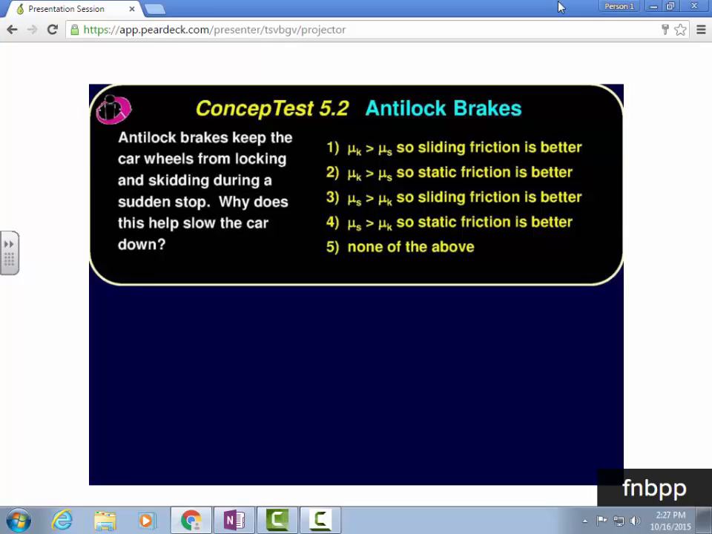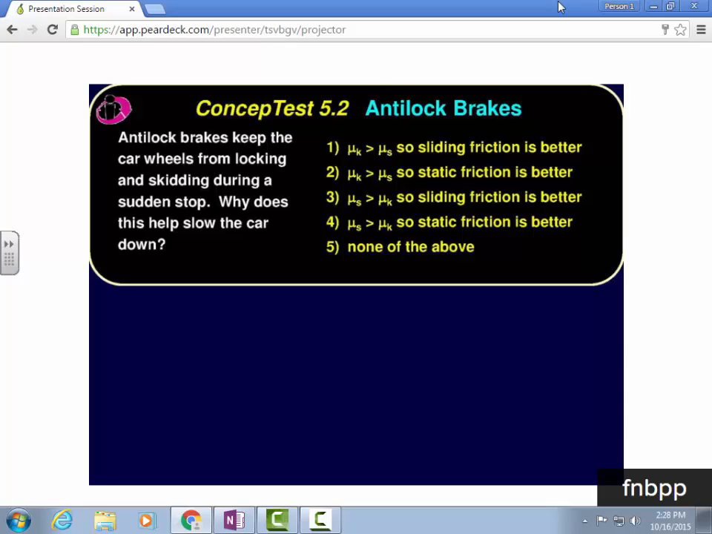Anti-lock brakes, they work because? You'll need to type in your answer. Why do they work? Static friction is greater than kinetic. That's correct. What is anti-lock brakes? Did you just ask? Ooh, do you guys not know what anti-lock brakes are? Oh, wow. Talk about generational.